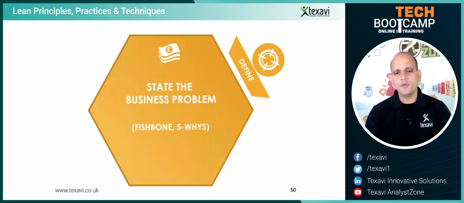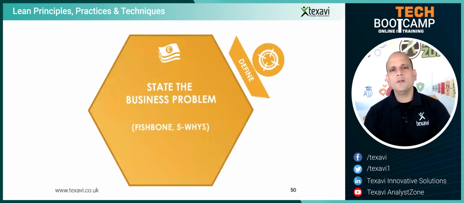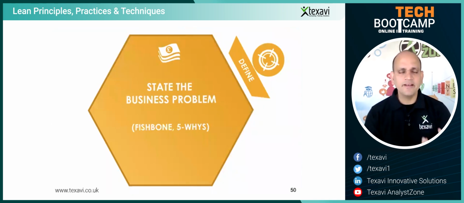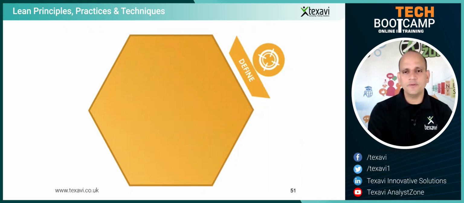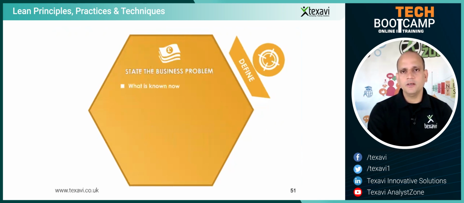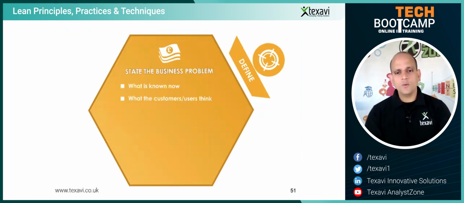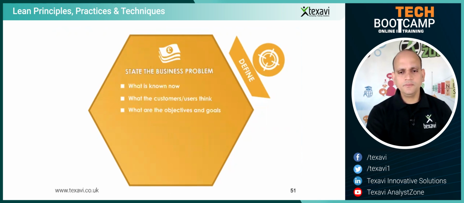You define the business problem. You state the problem in a way that is affecting the customers or users, the real stakeholders, not for yours or mine, but for whoever has got the problem. And that's where the fishbone diagram that we have just seen, or the 5 whys, Ishikawa, root cause, all of these different techniques would really help us get to the right problem, the business problem, or the problem statement. What is known now, what the customers or users think, what the people who have got the problem are thinking, what are the objectives and goals, what are the constraints that we're operating in, what is in, what is out, the scope.